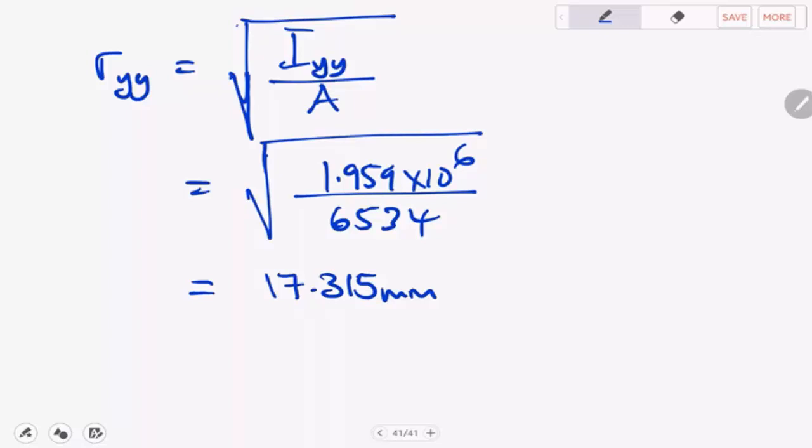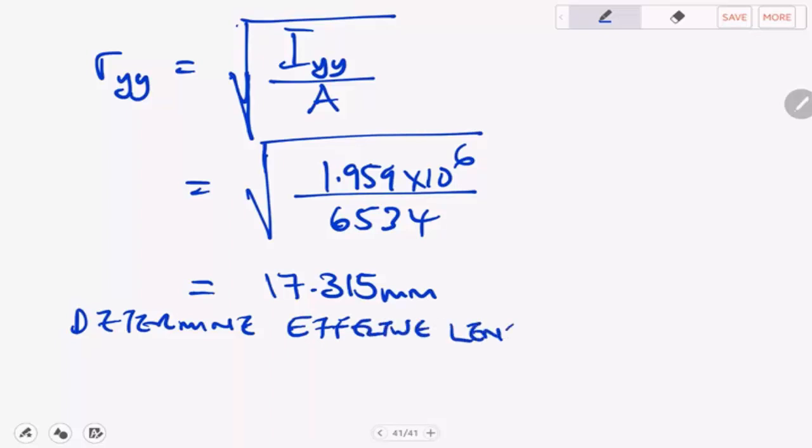Once we have determined the radius of gyration, the next thing is to determine the effective length of the column. The effective length of the column is LE. But how do we determine it? We determine it using a table, which is table 19, so the reference is table 19.